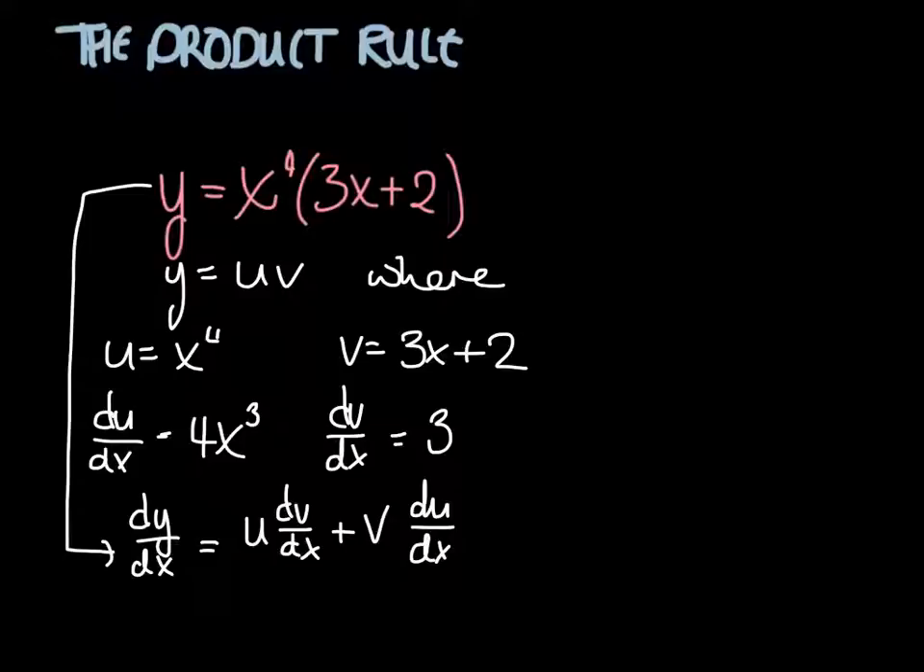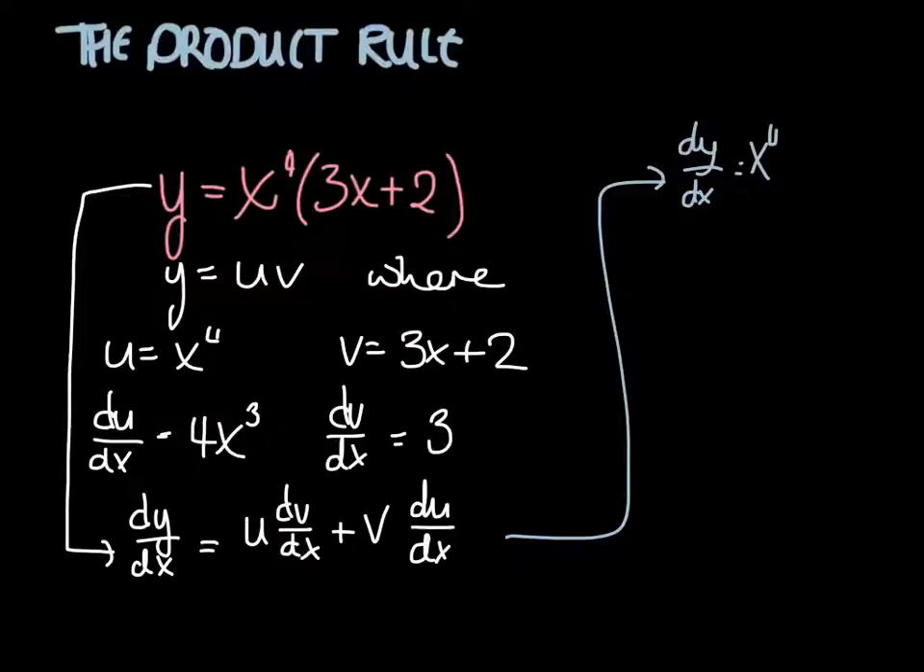And now, I'm just running out of space on my board, so I'll just squish up here. Now we just simply plug in the bits that we've got. So I know that dy by dx is u, which is x to the power of 4, dv by dx, which is 3, plus v, which is 3x plus 2, times by du by dx, which is 4x cubed. Now I need to sort this out.